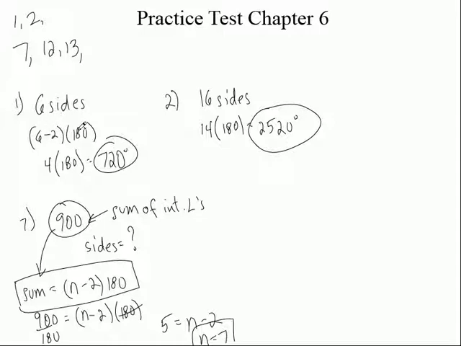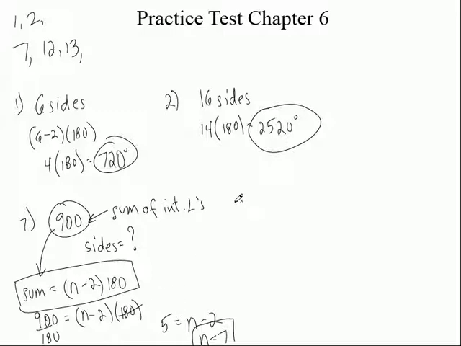On this one, we subtracted a 2 and multiplied by 180. On this one, we divided by 180 and added a 2. We went completely the opposite direction. Does it make sense? All right, because they give you the different stuff. This time they told you the sum, and you had to find out how many sides there were. That wasn't so bad, was it?